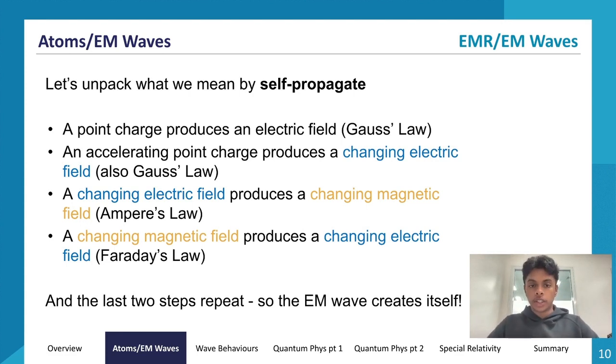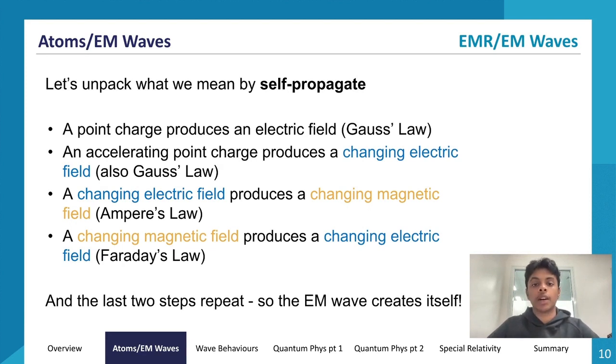An accelerating point charge then produces an electric field as well, but a changing electric field this time. And now following Ampere's law, a changing electric field produces a changing magnetic field. And a changing magnetic field, following Faraday's law, will produce a changing electric field. So these two cycles keep repeating one another. The changing magnetic field produces a changing electric field, and then this changing electric field produces a changing magnetic field, which produces a changing electric field, and so on and so on. So these last two steps keep repeating one another, and so the EM wave creates itself.